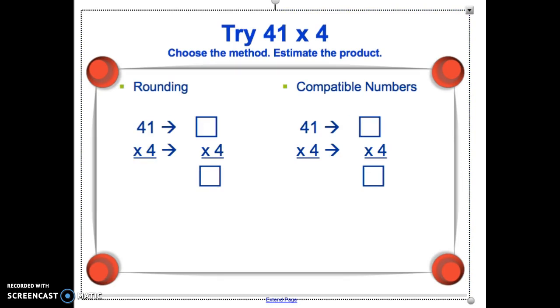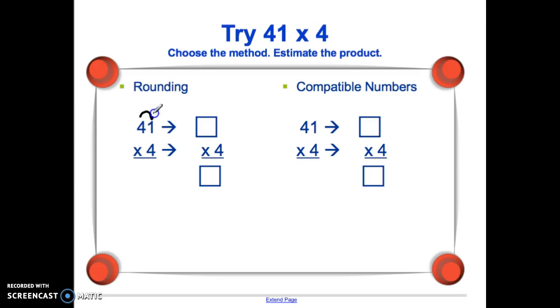All right, rounding. So I look at 41, I look at the number behind it, and this time it's under 5. So I'm going to keep it as 40. Instead of rounding it up to 50, I'm going to keep it as 40. And I have to do 4 times 4, which gives me 16, plus my 0, which gives me 160.